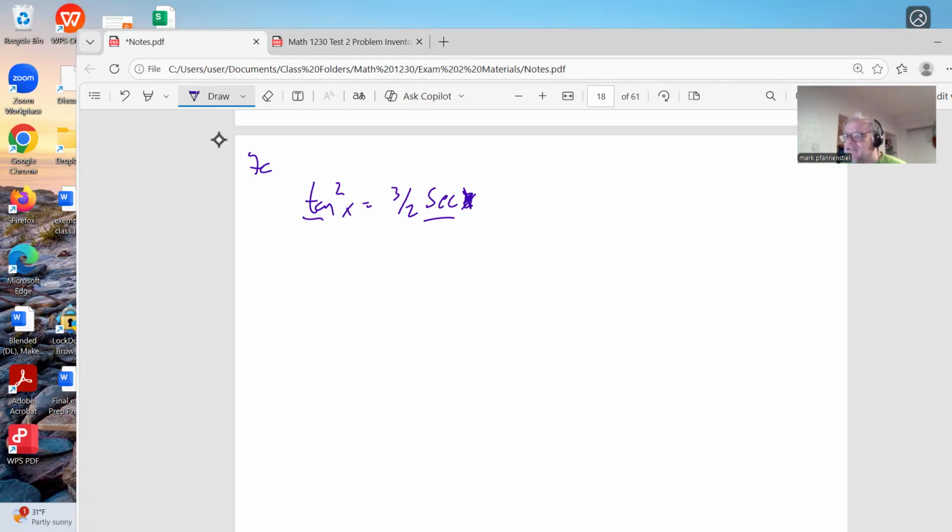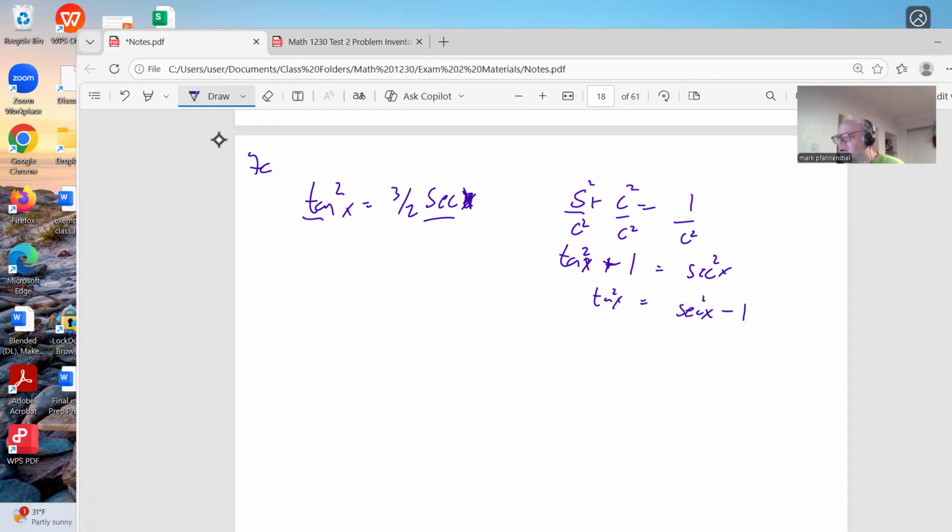Now, I have a tangent squared, so that hints to me there's a Pythagorean identity here. So I'm going to say sine squared plus cosine squared is equal to 1. Let's go ahead and divide everybody by cosine squared and see what happens. So sine squared over cosine squared, we get tangent squared x, plus cosine squared over cosine squared is going to be 1, is equal to 1 over cosine squared, which is secant squared. So I can turn this tangent squared into a secant squared minus 1. So we have tangent squared x is equal to secant squared x minus 1. That's what we're going to do.